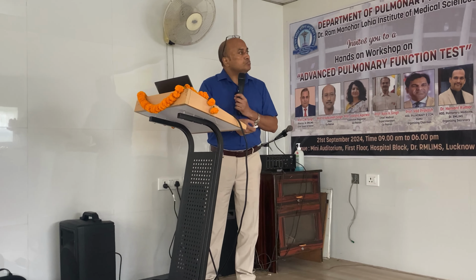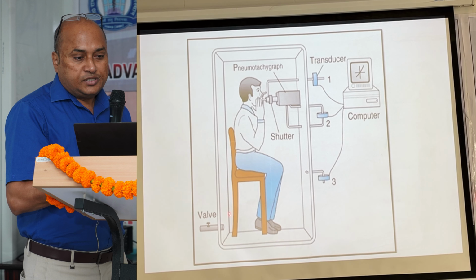The body box is basically a box with the body inside. It is made of plastic and some steel, and it has an airtight cabin. It has two or three openings, and one has a pneumotachograph, fixed on this wall. There are three shutters, which you can call the transducers: transducer one, two, and three, and one valve in the base of the body cabin.